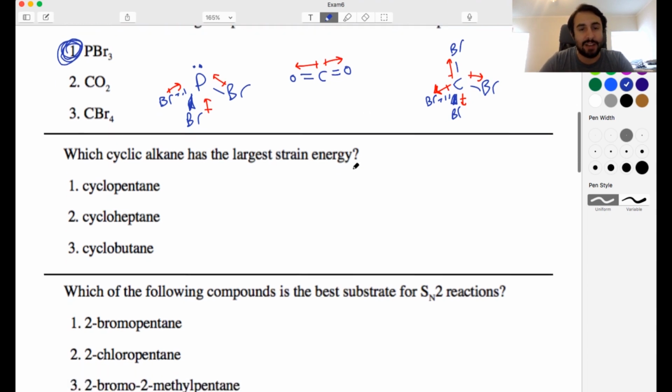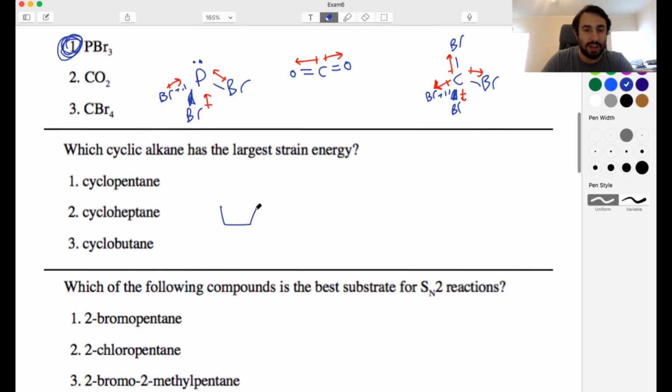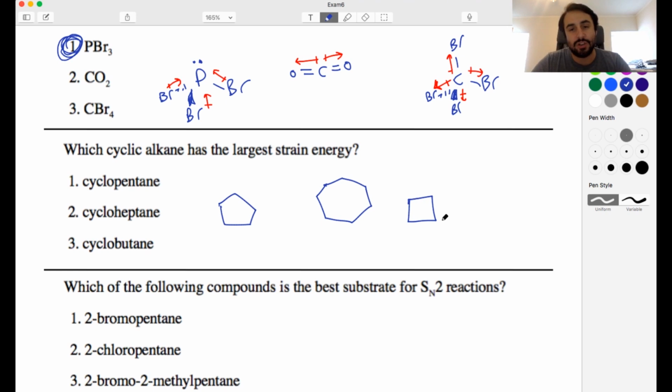Next one, which cyclic alkane has the largest strain energy? You've got cyclopentane, you've got cycloheptane, which is a little tricky to draw. There you go, 7-membered ring, and cyclobutane. So when we're talking about strain energy for cyclic molecules, we're asking which one has bond angles that deviate the most from the desired bond angles, which for sp3 centers, that's 109.5, right?